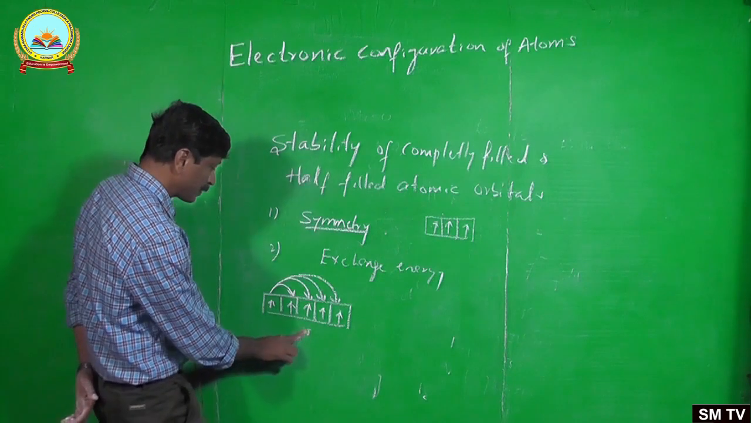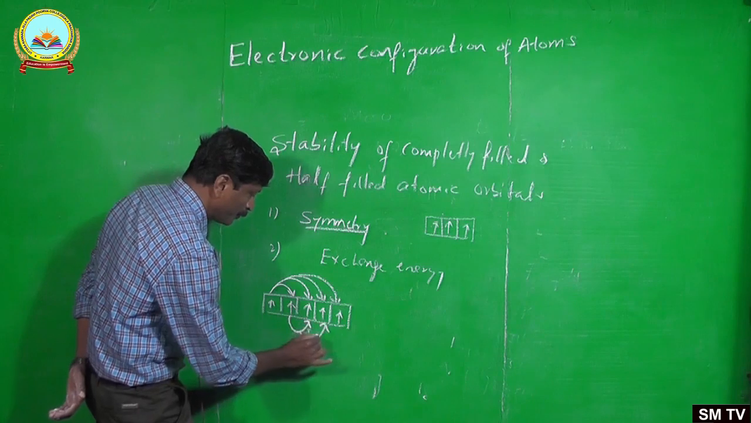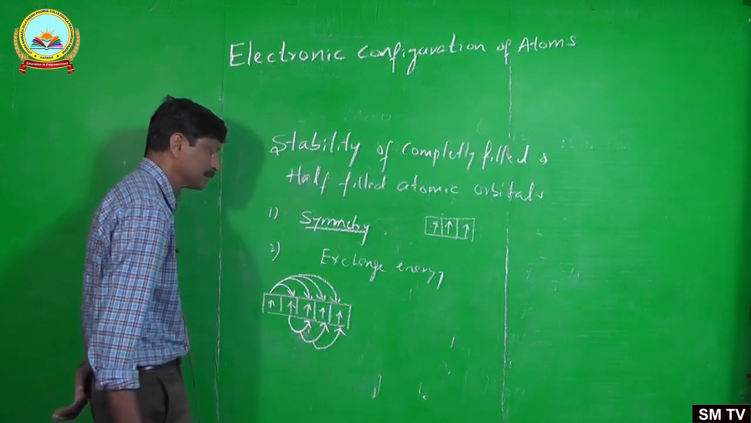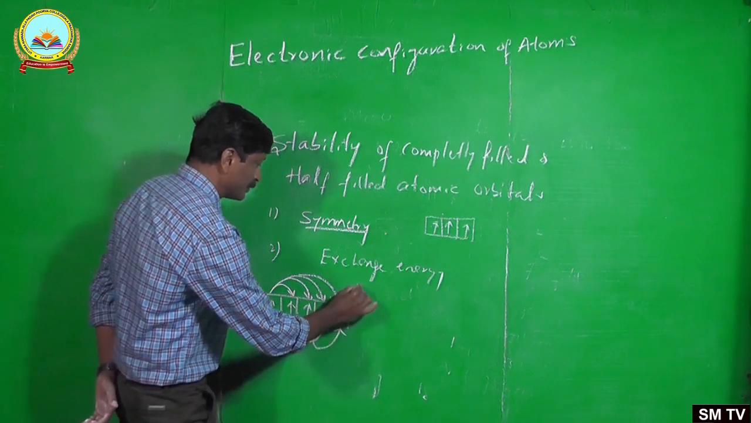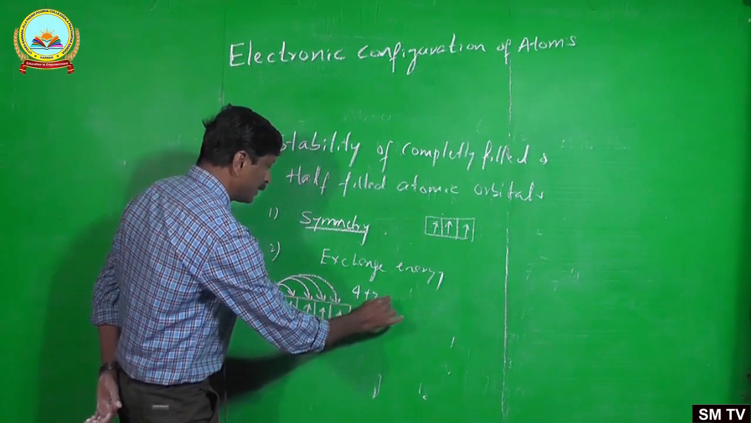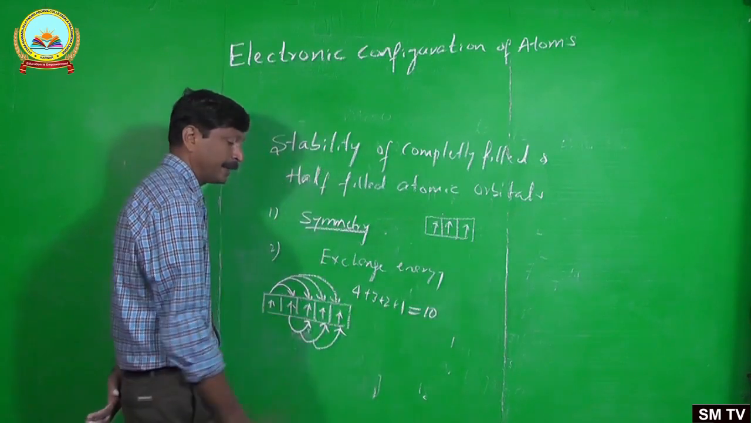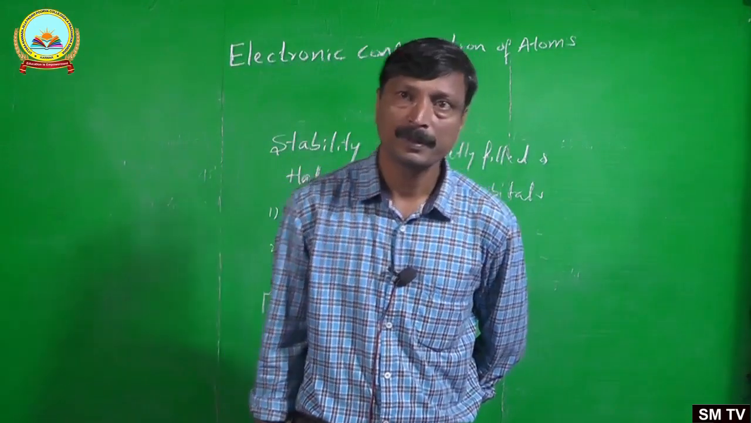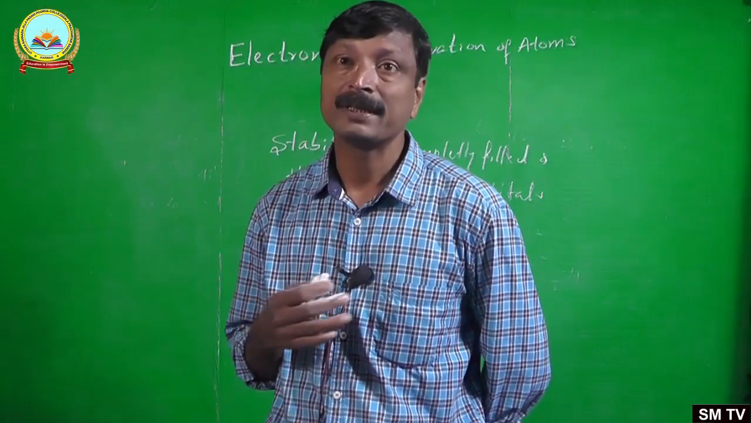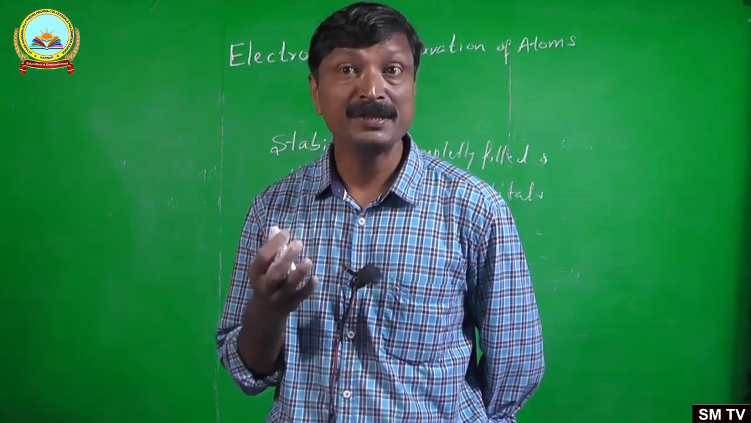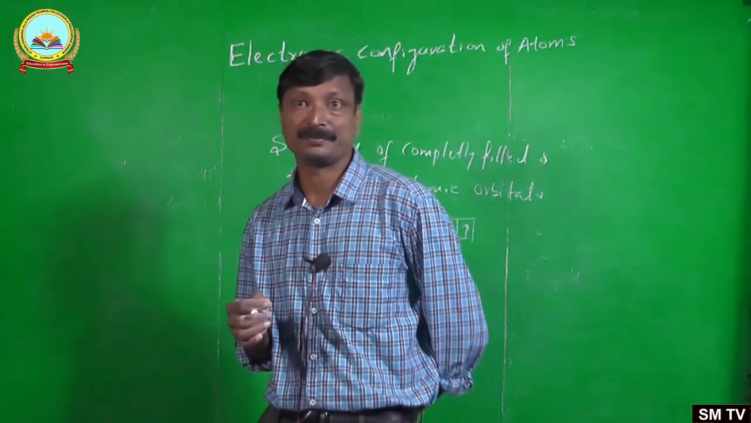And the second electron has 3 exchanges: 1, 2 and 3. This electron has 2 exchanges, this electron has 1 exchange. First electron 4, second 3, 2 and 1. Totally you have 10 exchanges if it has a d5 configuration. Because of this exchange of position, their energy decreases and stability increases. This is called the exchange energy.